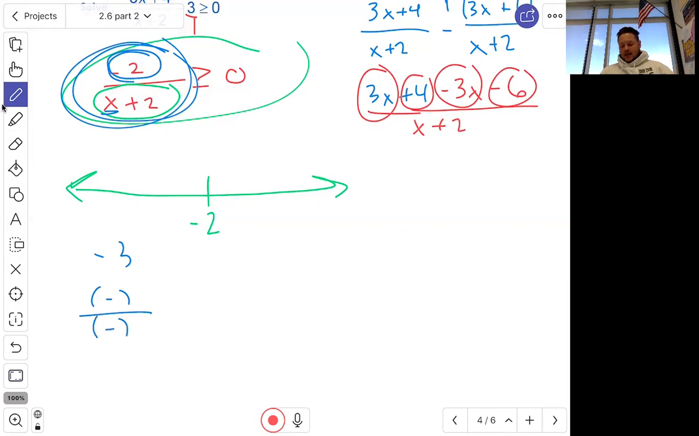And so I have a negative over a negative, and we know that a negative divided by a negative is a positive. So now I'm going to test another number. I'm going to test the number 0 because it's super easy. So obviously the top of my fraction, if I plug in, is still going to be negative 2, which is a negative number. But then I have 0 plus 2 on the bottom, which is a positive number. And we know that a negative divided by a positive is a negative number. So there's my sign chart. I know to the left of negative 2 is positive. To the right of negative 2 is negative.